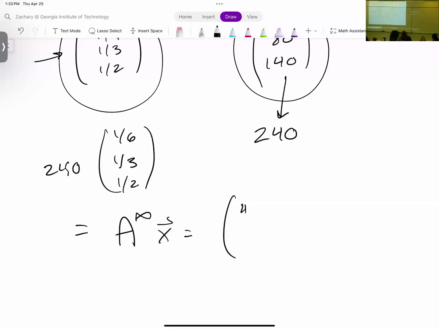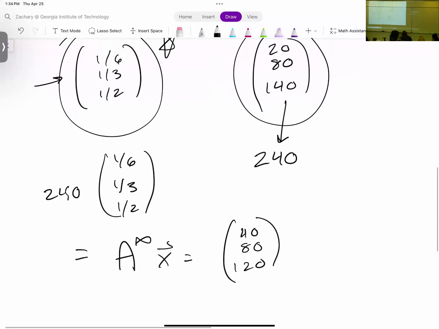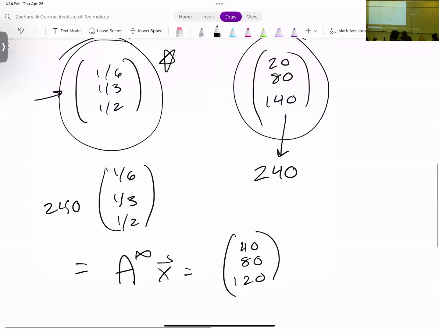1/6 of 240 is 40, I think. 1/3 of it, I think, is 80. This should be 120. Yeah, there you go. This is exactly how you would solve a problem like this. This is about as intense of a question as they could ask about stochastic matrices. Okay. This is the steady state vector, right? Yes, this is what you would call the steady state vector. These are where we approach as time goes to infinity.